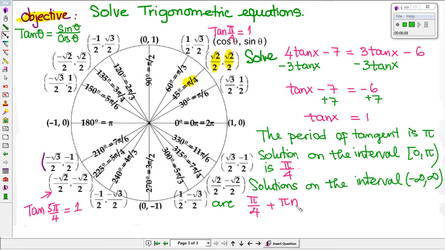And then if you go around the circle again, you just add another pi or another 180 degrees, where n is an integer.